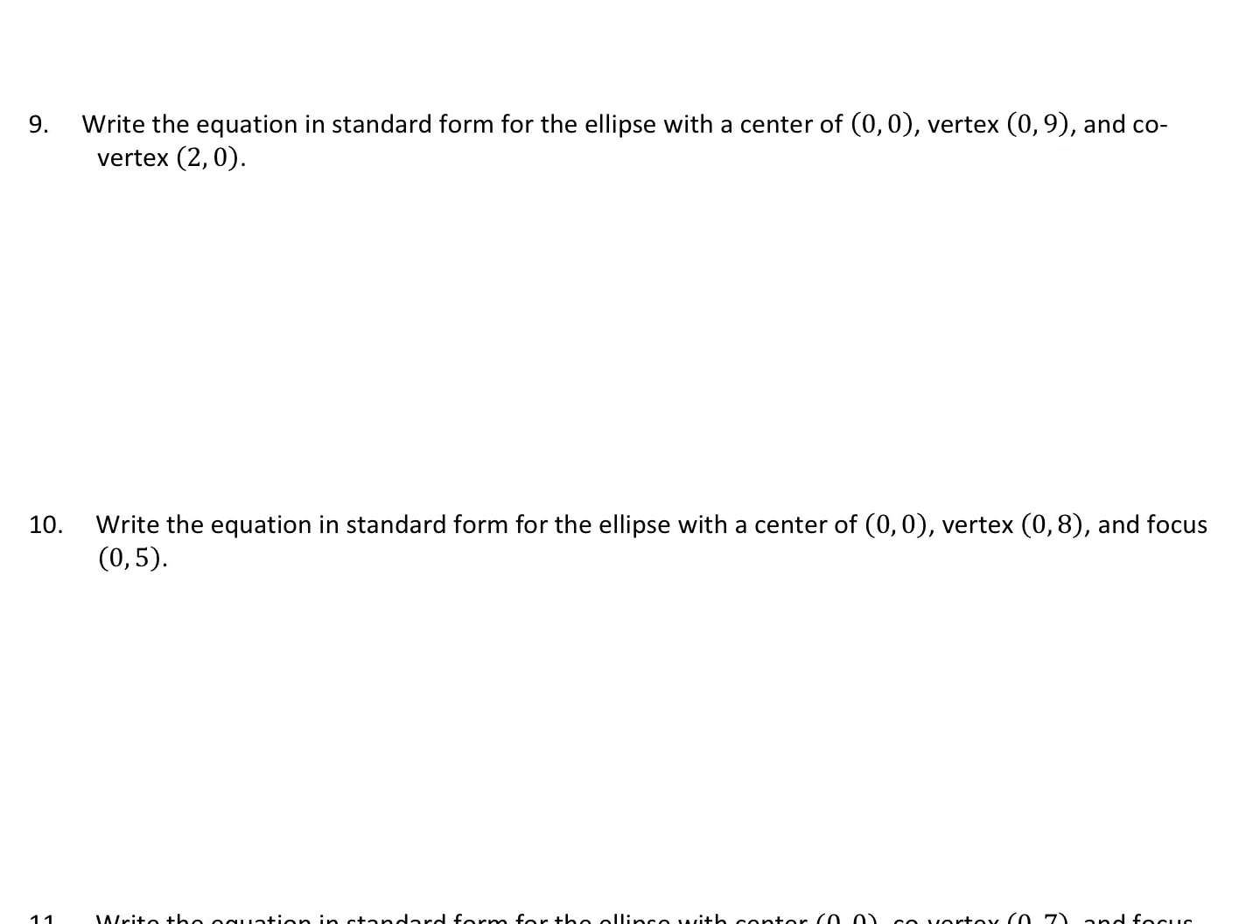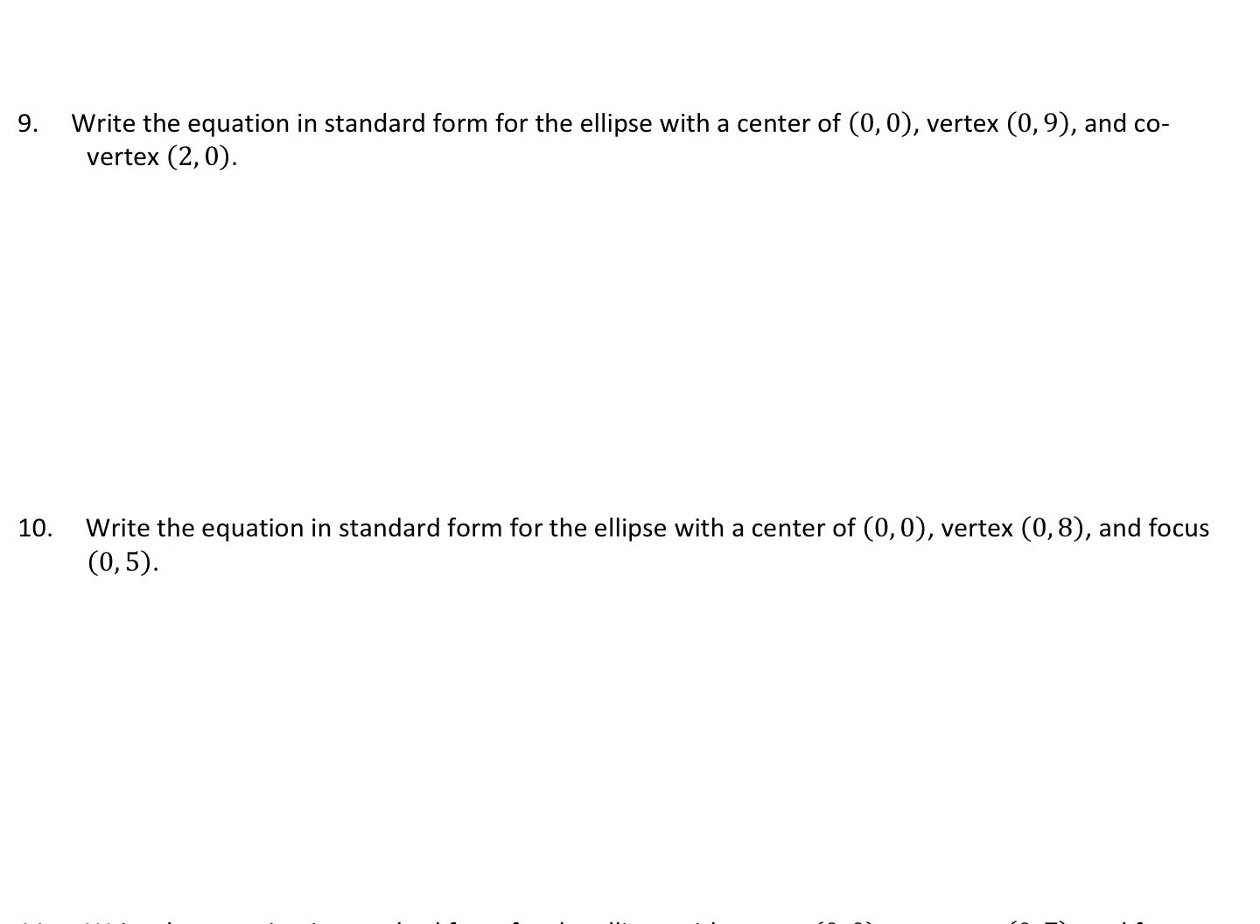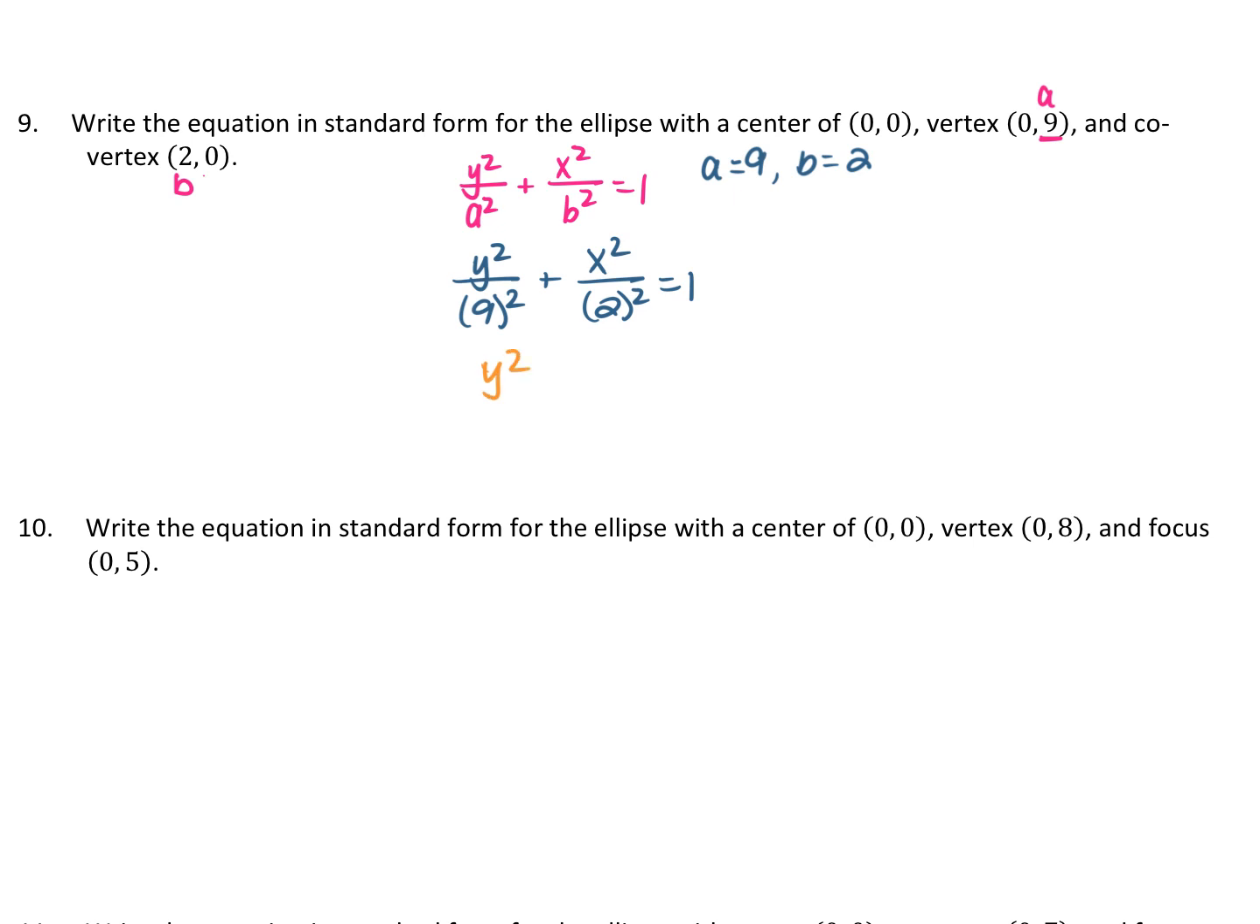For your next question, number 9, you're writing the equation in standard form for the ellipse with a center of 0, 0, vertex of 0, 9, and co-vertex of 2, 0. So this one gives us our vertex and our co-vertex again. Again, your vertex is A, co-vertex gives you B. So that means your A is in your y place. So that's going to use y squared over A squared plus x squared over b squared is equal to 1. Your A is 9, B is 2. So we're going to plug those values in. It'll give us y squared over 9 squared plus x squared over 2 squared is equal to 1. This will simplify and leave us with y squared over 81 plus x squared over 4 is equal to 1.